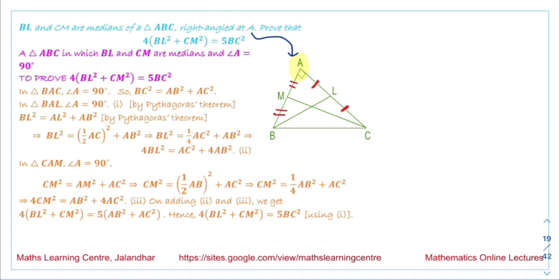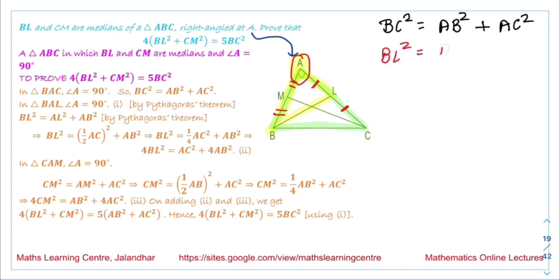So we are talking about first the triangle. It is BAC, this larger triangle. So in this triangle we have BC square equal to AB square plus AC square. Next we are talking about the triangle BAL. In this triangle also this angle A is 90 degree. So what we get is that BL square is equal to AL square plus AB square.